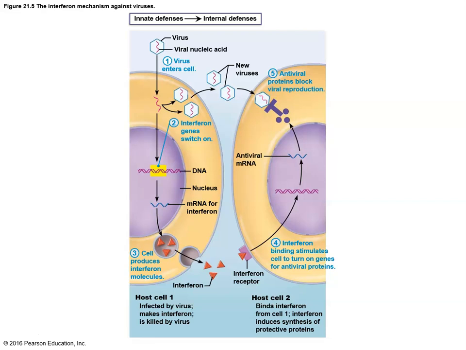So if we follow the process through here, in step 1, the virus enters the cell. And when the DNA of the cell mixes with the DNA of the virus, that turns on interferon genes, so genes that produce this protein interferon. That is then released from the cell and attaches to an interferon receptor on another cell, which is then triggered to make antiviral proteins.